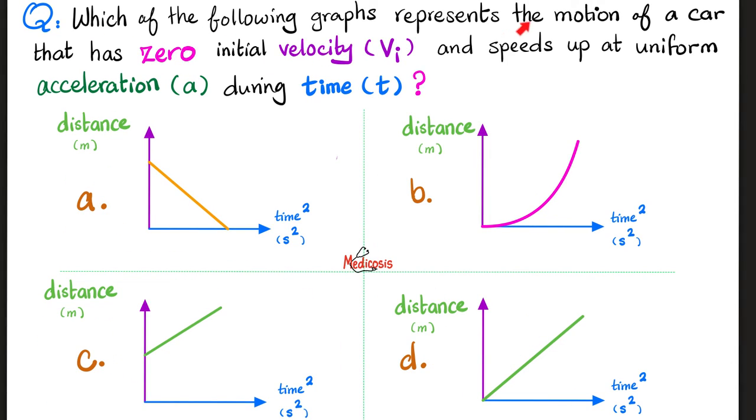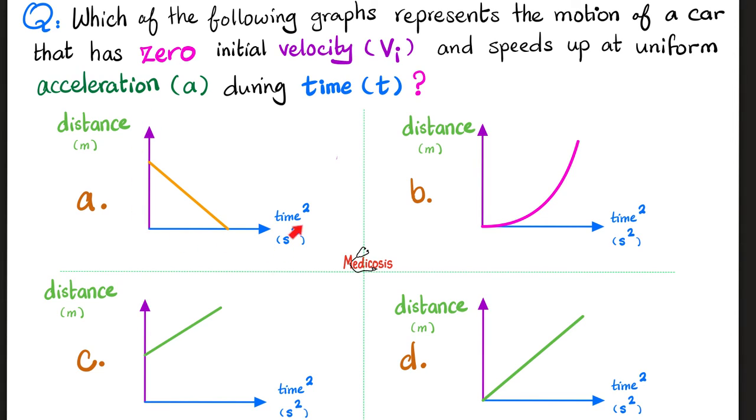Next, which of the following graphs represents the motion of a car that has zero initial velocity and speeds up at uniform acceleration during time t? Now, quick correction, this should not say distance. The y-axis should say displacement, so I apologize about this mistake. This should be displacement instead of distance.